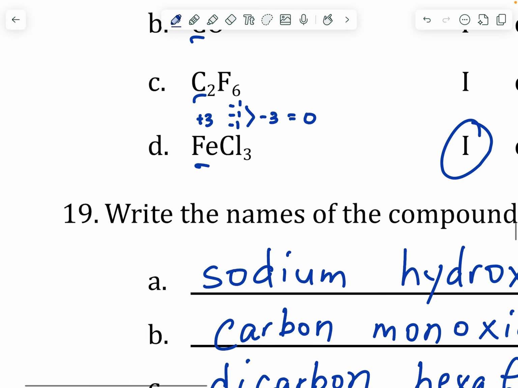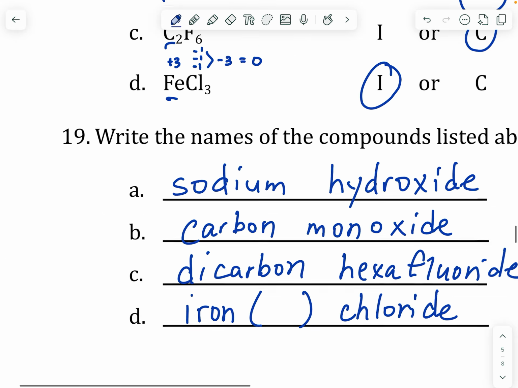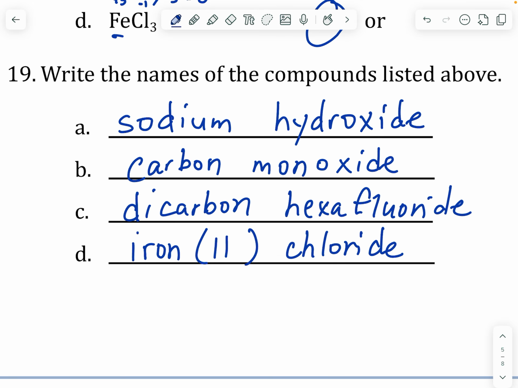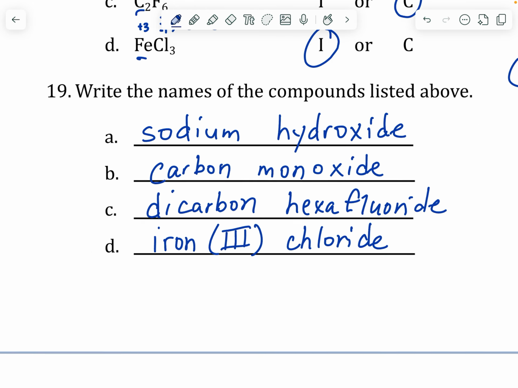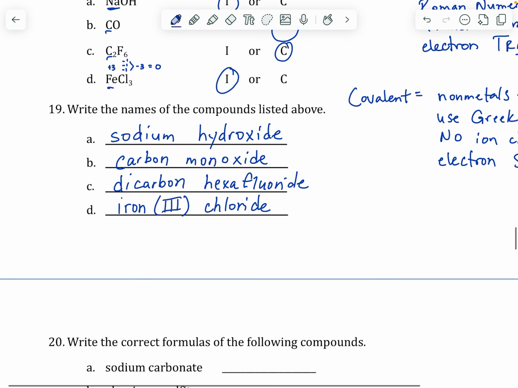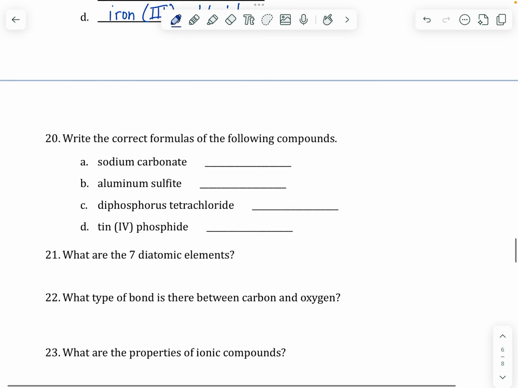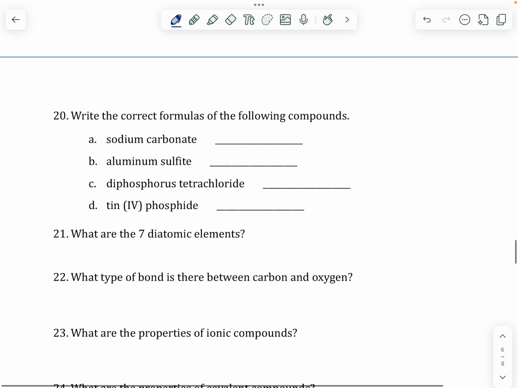All right, so then what's my Roman numeral? Well, it's the charge that it takes, which is 3, iron(III) chloride. A couple more formula items. I would really focus on being able to balance those charges like they were up there.